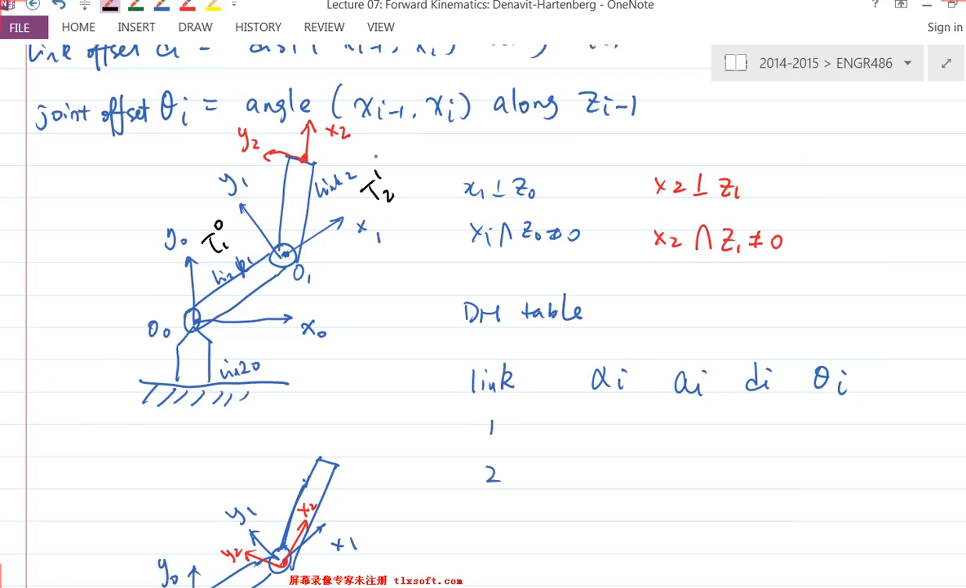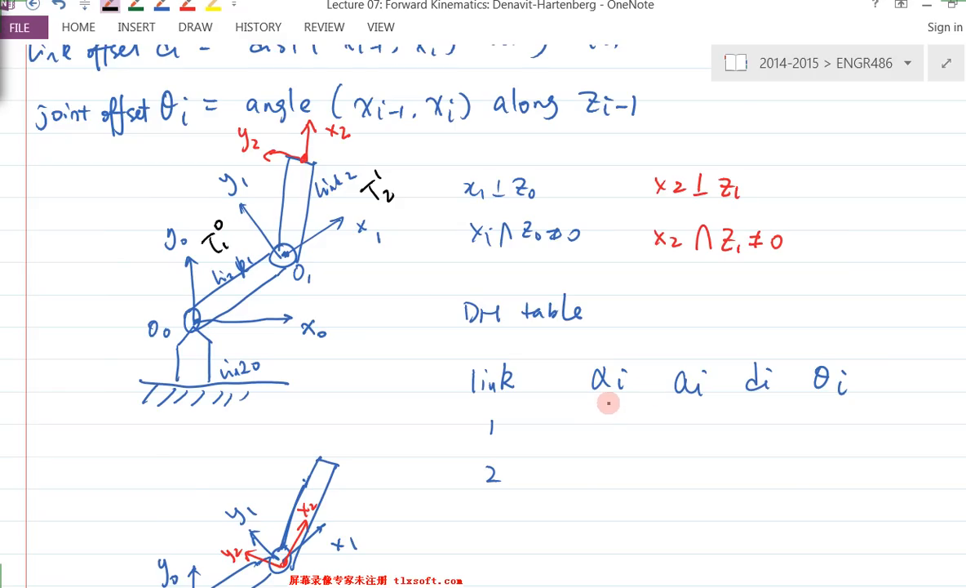So T10 is determined by the DH parameters based on these two frames, and T21 is based on the next two frames. So let's see. This is basically the first rule here. Look at these first two frames here.